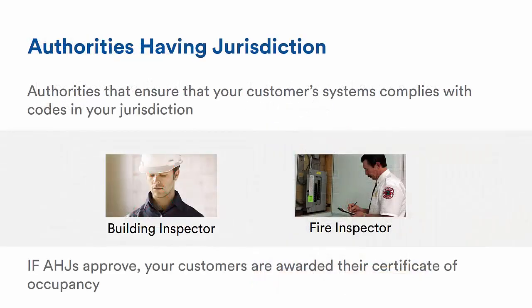So AHJ stands for authorities having jurisdiction, and they are an official designation used in many organizations, including government, military, construction, and a variety of trades, ensuring your system complies and meets the code we talked about previously. Simply put, AHJs will assess whether your customer's access control system will or will not endanger life safety during an emergency. Now, there are two common types of AHJs: building inspectors and fire inspectors.